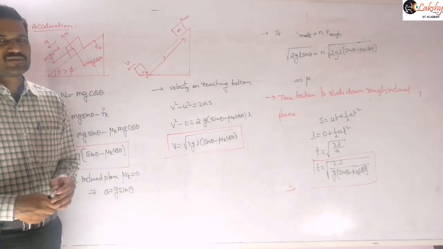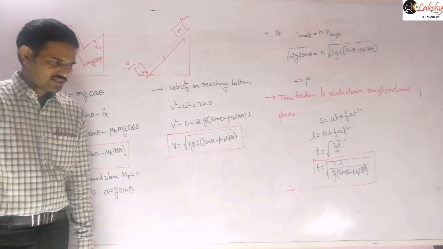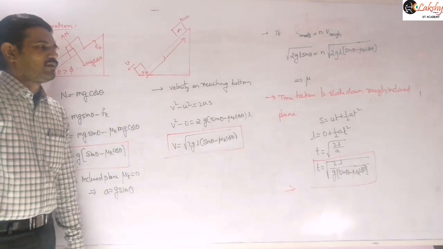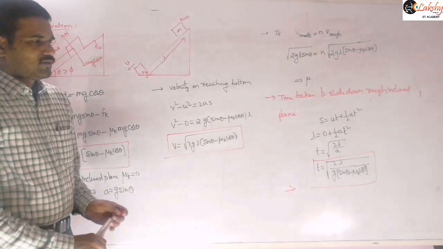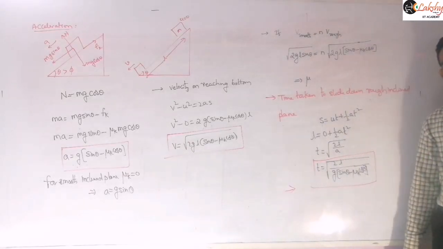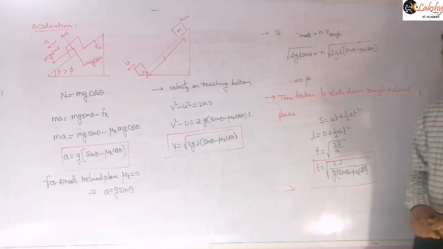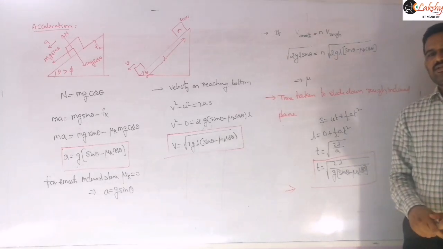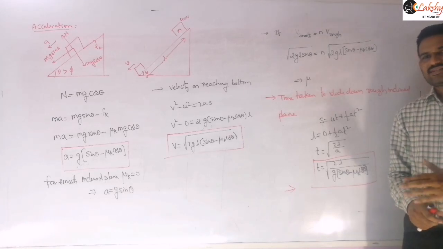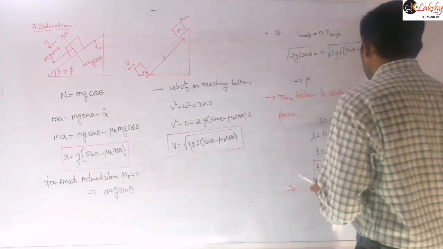Two identical objects are released from the top of two identical planes, such that one plane is rough and the other is smooth.